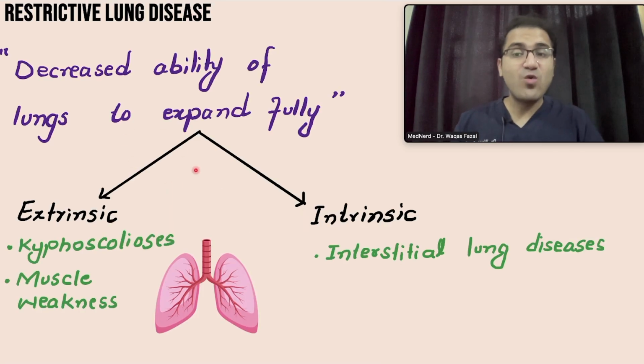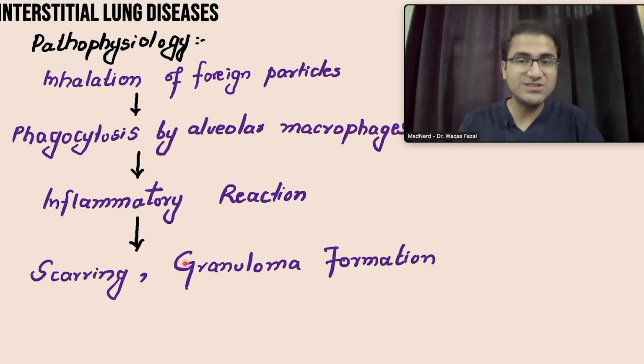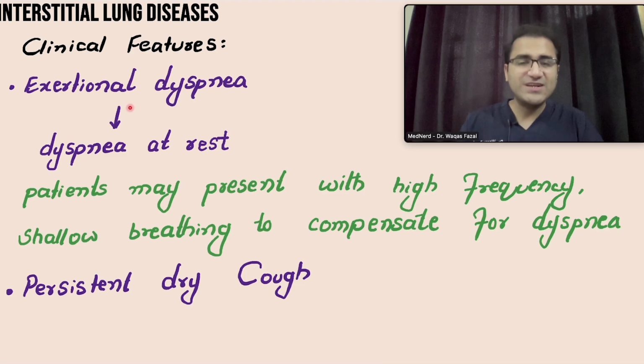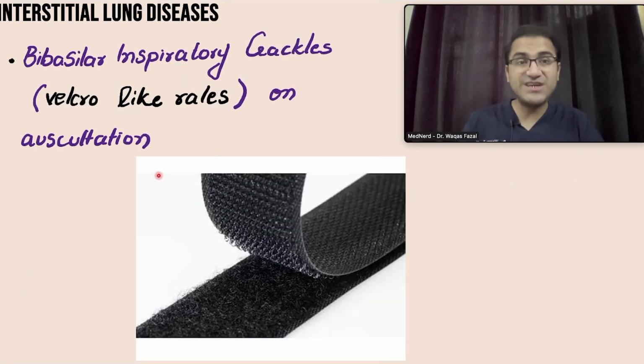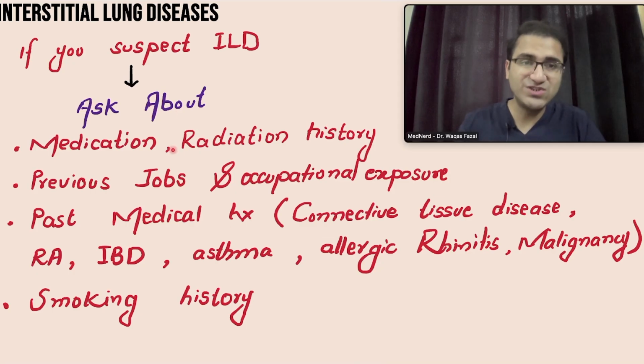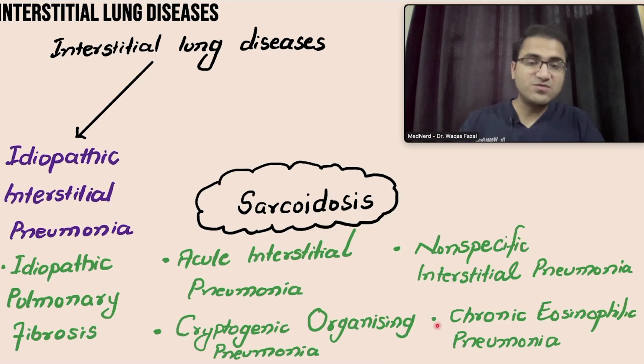In summary, we talked about what is restrictive lung disease. In restrictive lung disease, we talked about intrinsic lung diseases, interstitial lung diseases in detail. What is interstitial lung disease? What is the pathophysiology? How it causes fibrosis and the alveoli cannot expand properly. Exertional dyspnea is the most common symptom, associated with dry cough and velcro-like rales on auscultation. Digital clubbing is seen. Always take a proper history, occupational history, smoking history. In many cases, the exposure will be known, like pneumoconiosis, drugs, hypersensitivity pneumonitis. In many cases, exposure will not be known. Among the diseases where the exposure is not known, sarcoidosis and idiopathic pulmonary fibrosis are the most important ones.